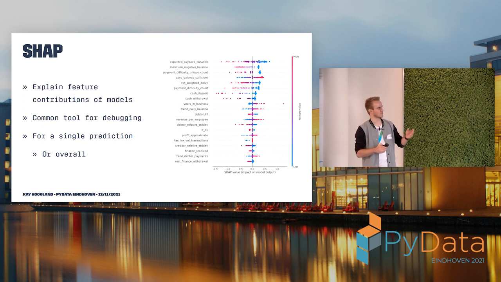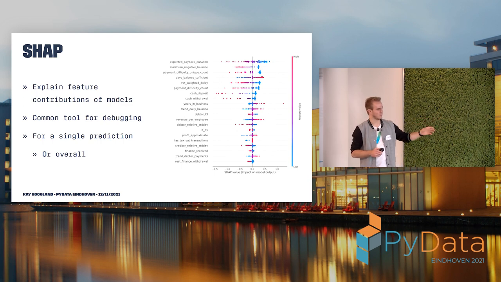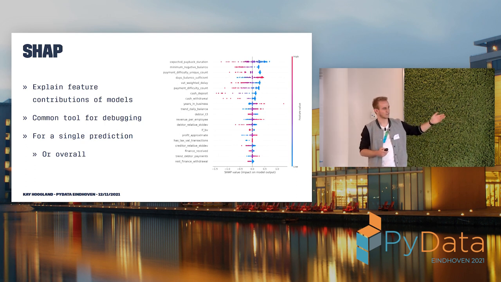What is the linear relationship between one of the features and the outcome of the model? You can see here that high feature values have a more red color, and on the x-axis you can see the Shop value, so the impact on the model output. It's commonly used for debugging your machine learning models. You can show this for a single prediction, or you can see the overall Shop values for all of your features. But it turns out that this is extremely useful to show to your stakeholders with every prediction.